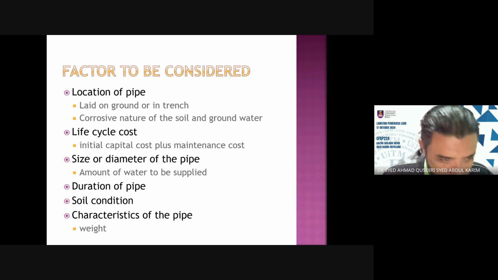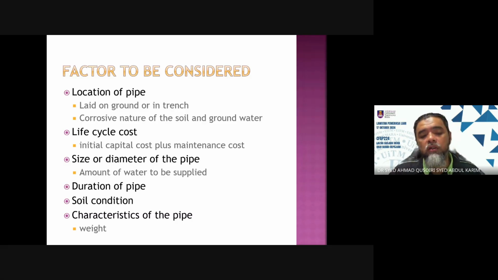Okay, duration. So I guess the duration, I mean the lifetime of the pipe. So usually 30 to 40 years. And the soil condition, if it's really bad, it will reduce the duration of the pipes a lot more, right? And then characteristics of the pipe in terms of weight, in terms of its strength, all of those need to be considered too.